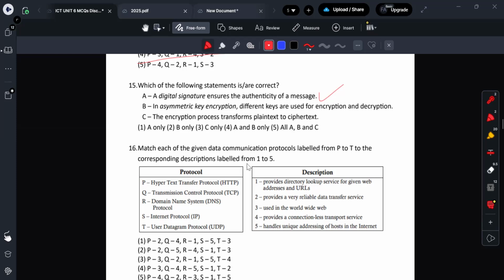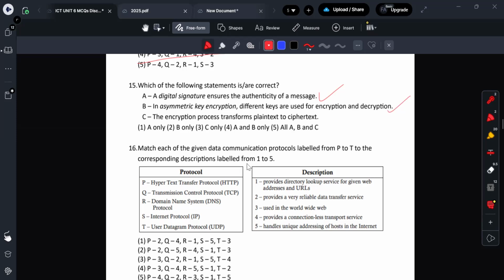So asymmetric is also known as public key encryption, right? So a public key can be used by anyone to encrypt the message. And a private key is what? It is kept by the owner to decrypt the data. So yes, it is true. It uses different keys for encryption and decryption.